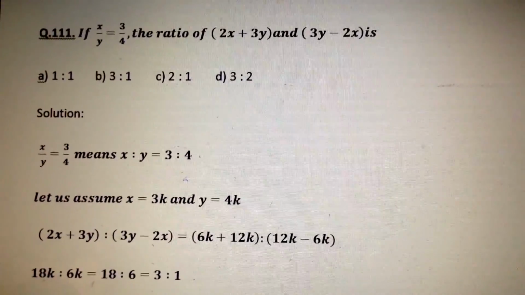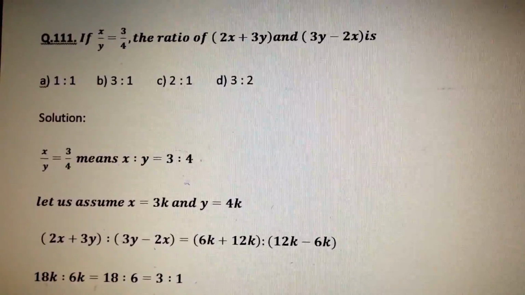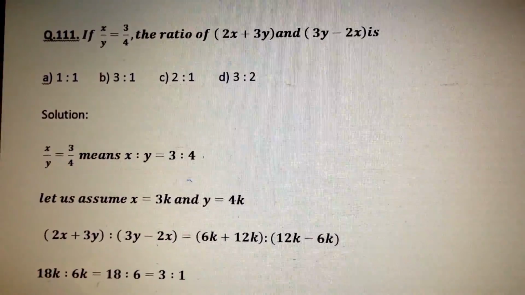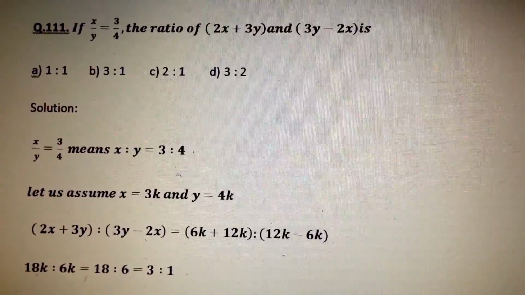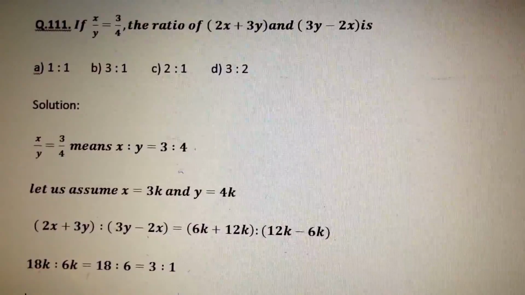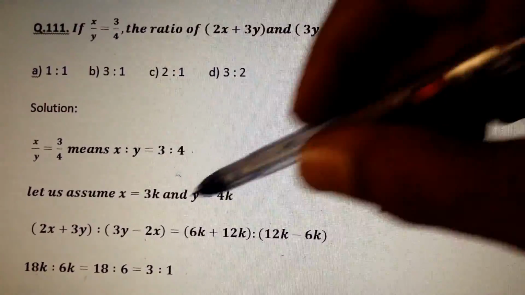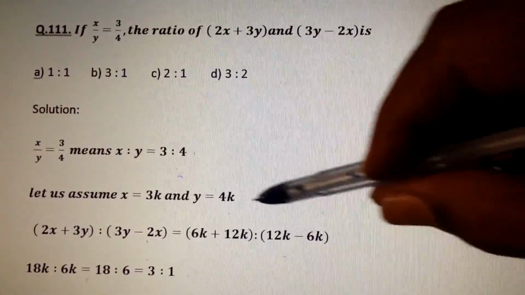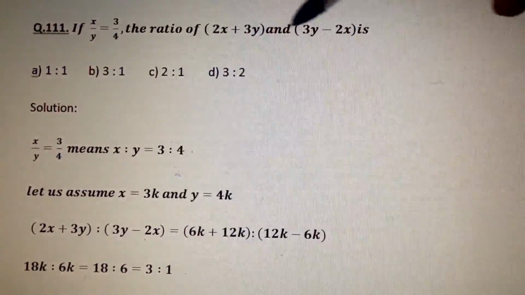Next question. If x by y is equal to 3 by 4, find the ratio of 2x plus 3y and 3y minus 2x. This is a very simple question. X by y is given as 3 by 4. That is, x is to y is equal to 3 is to 4. Now let us assume x is equal to 3k and y is equal to 4k.